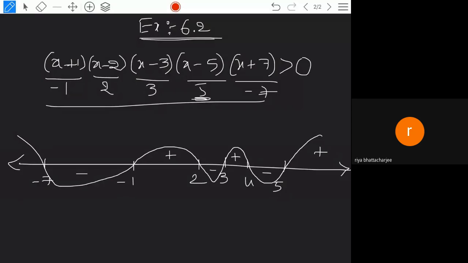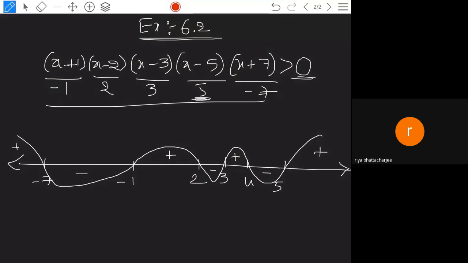That means take any number less than minus 7 and substitute it here. As an example, take minus 10 and substitute. You will get the complete expression positive, greater than 0. We want positive, so wherever it is positive, those intervals are to be taken into consideration. This is actually called the wavy curve method.